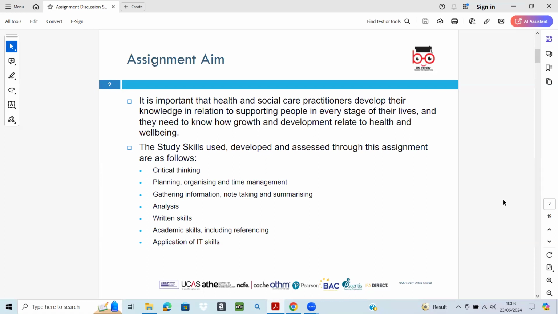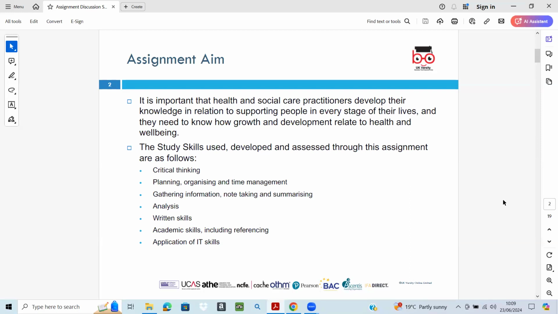Then we have academic skills, including referencing. We need to understand how to conduct research, cite resources properly, and adhere to academic writing standards. It is crucial for staying updated with evidence-based practices and contributing to the academic discourse in health and social care.